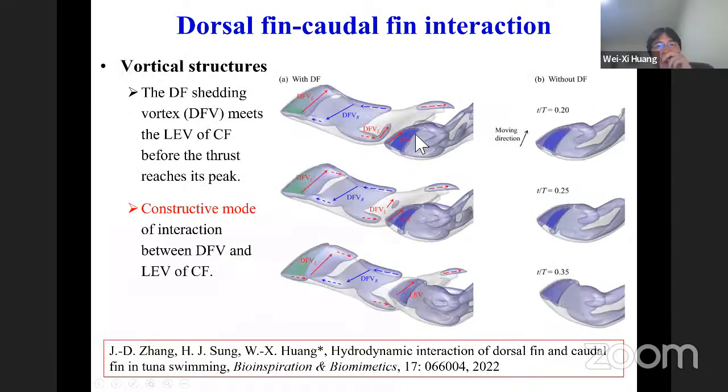So we can see in more detail. The vortex shedding from the dorsal fin can interact with the leading edge of the caudal fin. As compared with the caudal fin alone without the dorsal fin, we can see much difference. We call this kind of interaction the constructive mode, because the two vortices have the same direction and they will merge and become a stronger vortex.